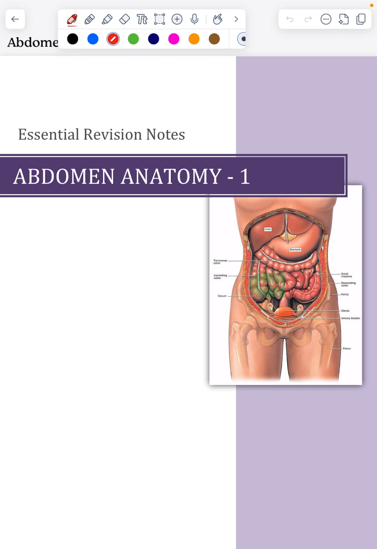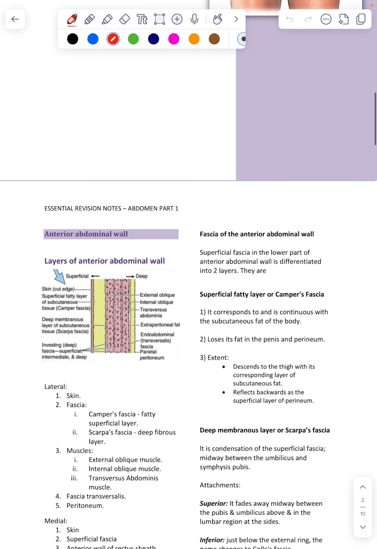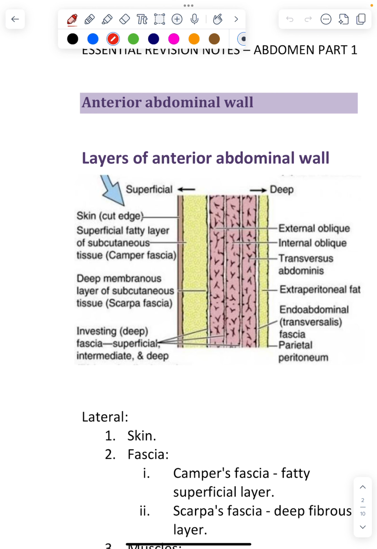So this is about abdominal anatomy, first PDF from StudyMEDIC PDFs. So let's see. This is about the layers of the abdominal wall.